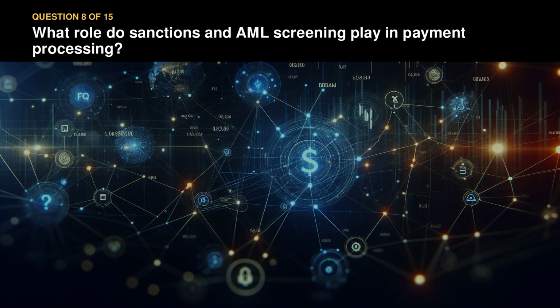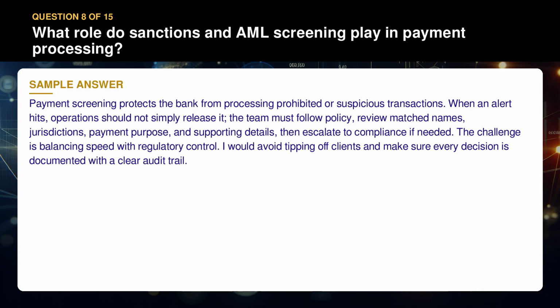Question 8. What role do sanctions and AML screening play in payment processing? Payment screening protects the bank from processing prohibited or suspicious transactions. When an alert hits, operations should not simply release it. The team must follow policy, review matched names, jurisdictions, payment purpose, and supporting details, then escalate to compliance if needed.